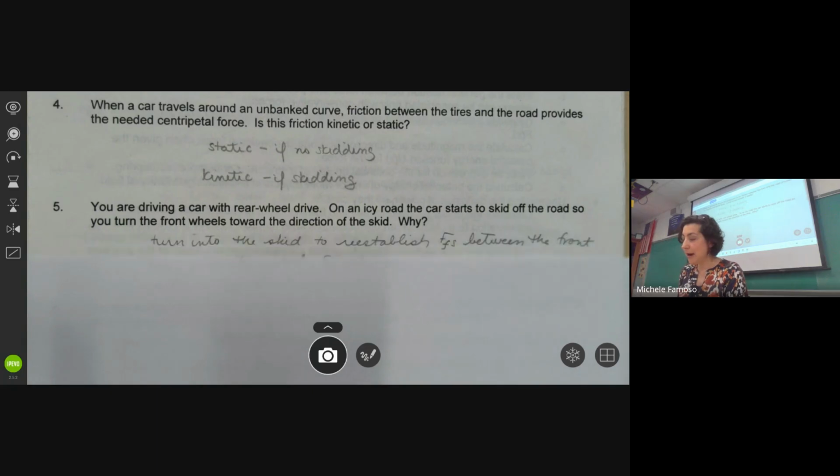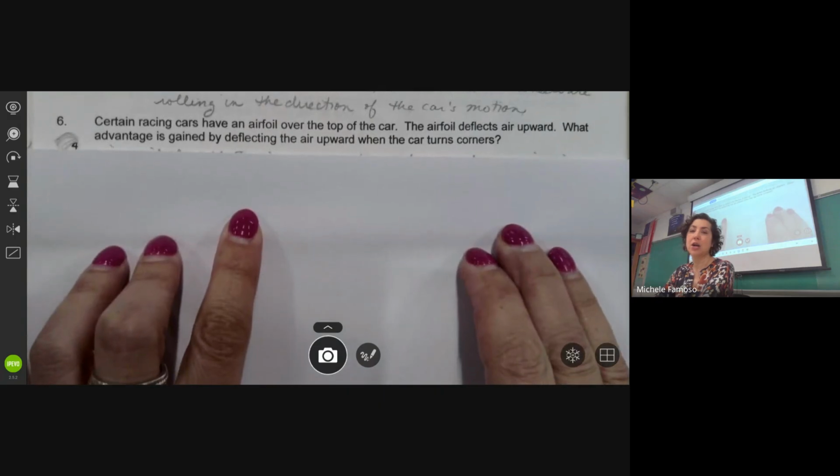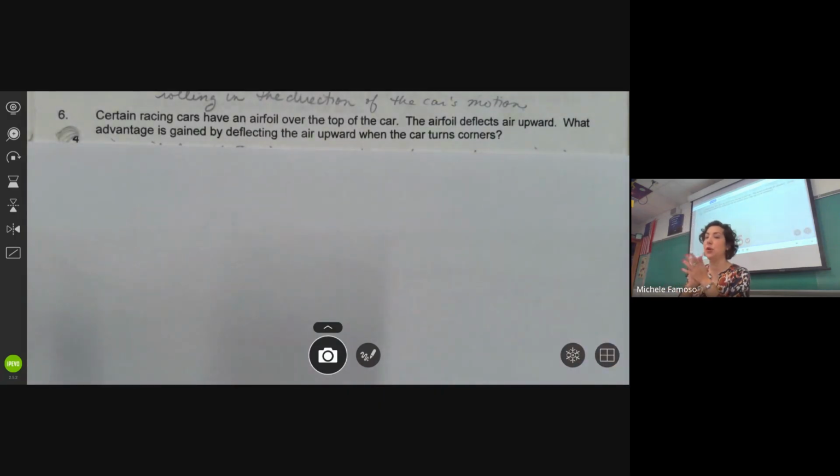Okay. All right. Number 6. Certain racing cars have an airfoil over the top of the car. Some of our school buses have this as well. The airfoil deflects air upward. What advantage is gained by deflecting the air upward when the car turns a corner?